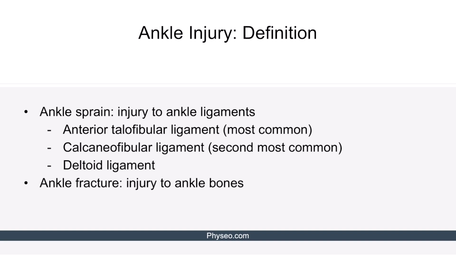Let's begin by defining and distinguishing ankle sprains from ankle fractures. The term ankle sprain describes injury to ankle ligaments, such as the anterior talofibular ligament and the calcaneofibular ligament or the deltoid ligament. Among these, injuries to the anterior talofibular ligament and the calcaneofibular ligament comprise about 90% of all ankle sprains, and they're often cited as the most common reason for missing sports events. The term ankle fracture, on the other hand, describes injury to ankle bones.